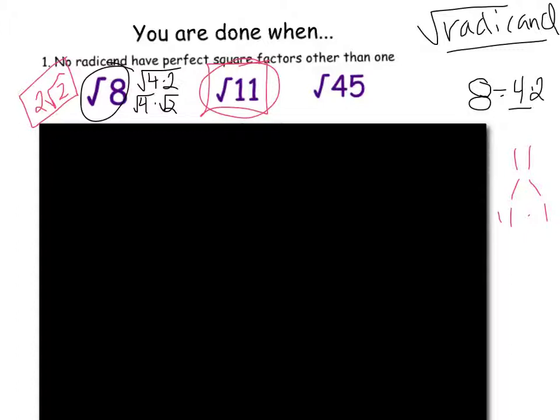What are some of the factors of 45? You've got 1 and 45. You don't have 2 because it's not an even number. You could have 45 divided by 5, which would give you 9, and there's your perfect square factor right there. So, if you are taking the square root of 45, you can change that into the square root of 5 times 9, which is the square root of 5 times the square root of 9, which is 3 square roots of 5. Alright, that's your first thing to look for.